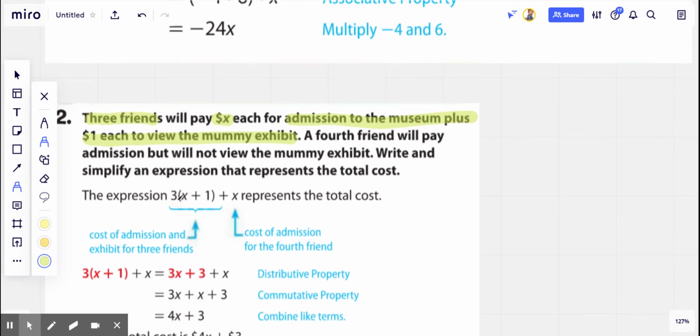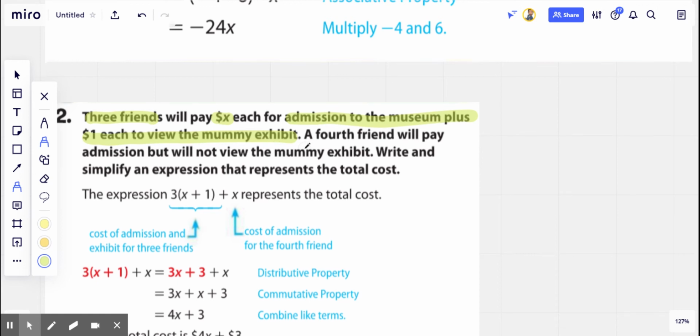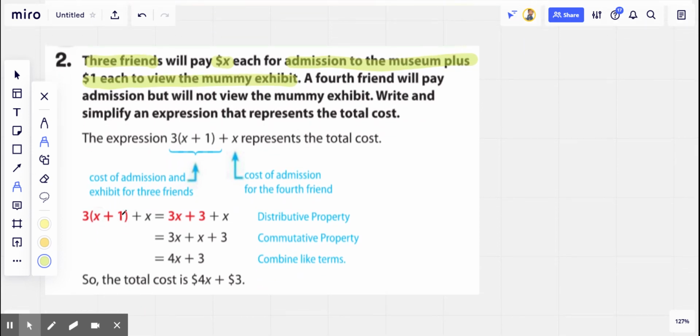The expression 3 times (x plus 1) plus x represents the total cost. This is the cost of admission and exhibit for 3 friends, and this is the cost of admission for the 4th friend, because the 4th friend isn't seeing the mummy exhibit. They used the distributive property to distribute the 3. They did 3 times x, and then 3 times 1. So 3 times x plus 3, which is 3 times 1, plus this x here.